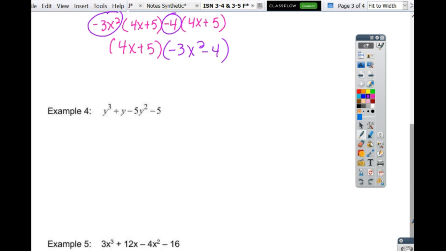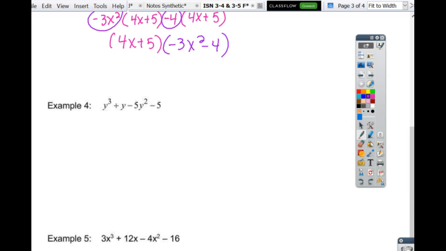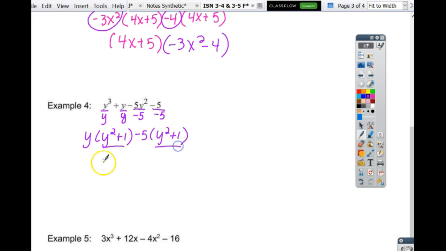How about the next one? What do the first two have in common? Actually, you guys try this one yourself while I take attendance. So when I divide out the y, I get y squared plus 1. And this is negative, so I have to divide by negative 5. So these match. And this is left over.